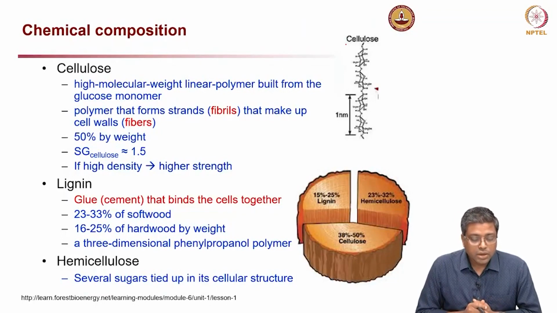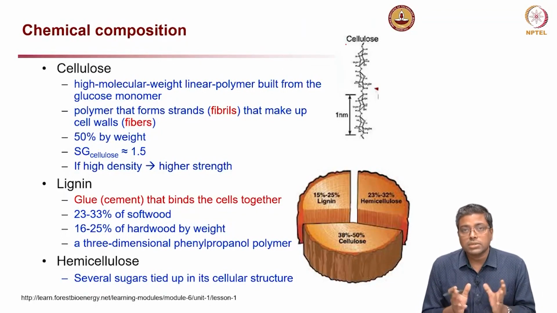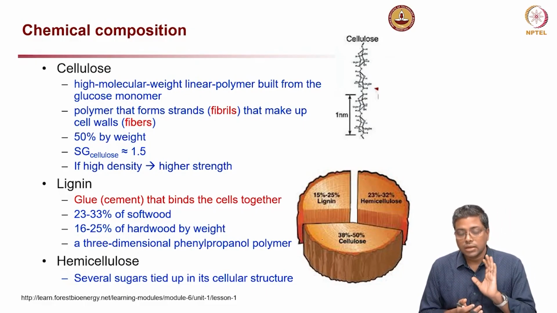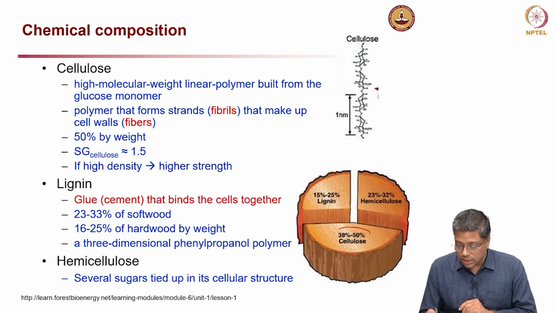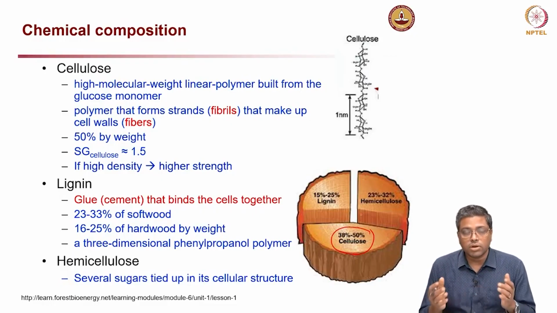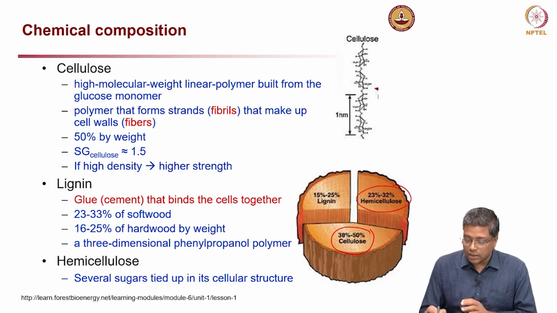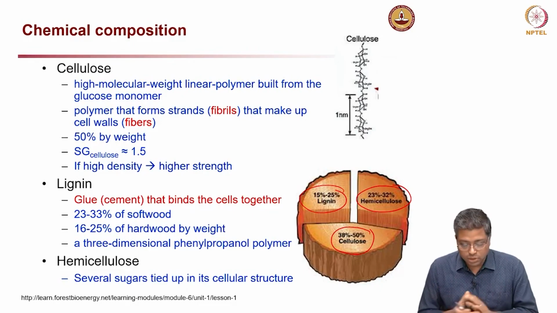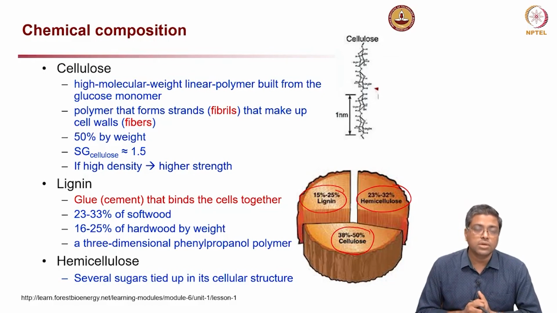Now, chemical composition, what is the chemical composition? In general, wood, you can look at the graph on the bottom right, has three key components. One is cellulose, which constitutes about 40 to 50%, and then you have hemicellulose, and then you have lignin. Cellulose is the major component, and then you have about 20 to 30% hemicellulose, and then 15 to 25% lignin.